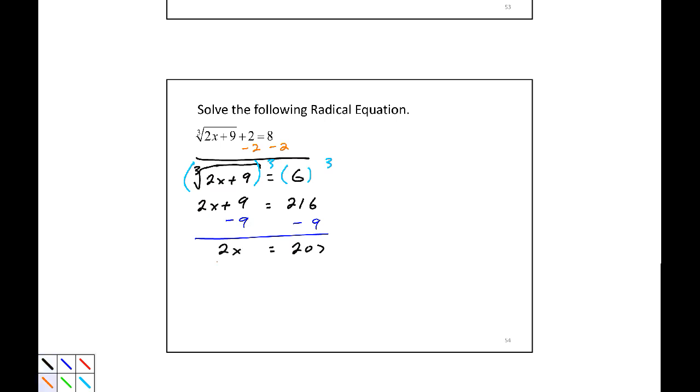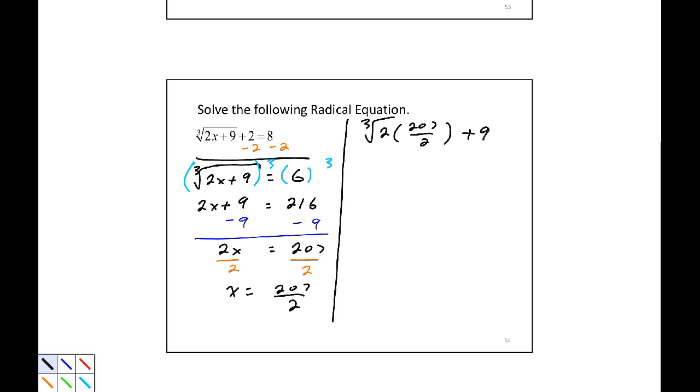And last, dividing by 2, x equals 207 over 2. Now let's check this value before we call it a day. Cube root of 2 times 207 over 2 plus 9 plus 2. We hope we get 8 as a value here.